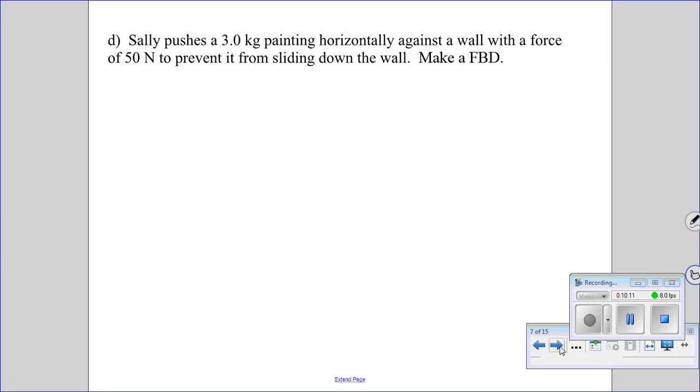Okie dokie. So this one's a little weird. To be honest, I probably should have waited on this example until after we'd formally talked about friction. There's not, I guess, a whole lot going on.